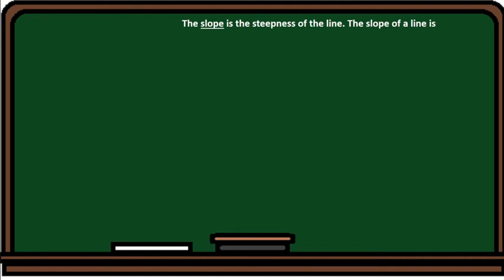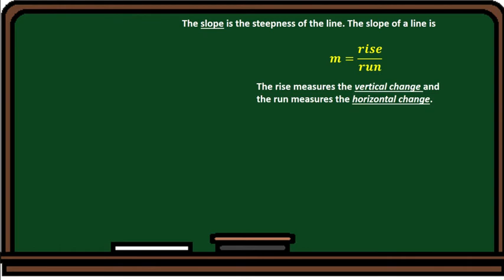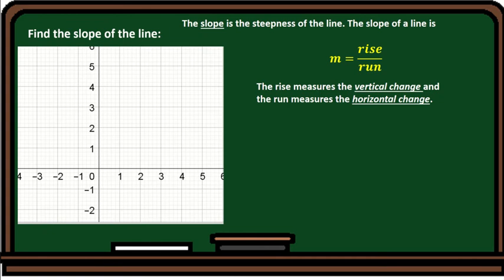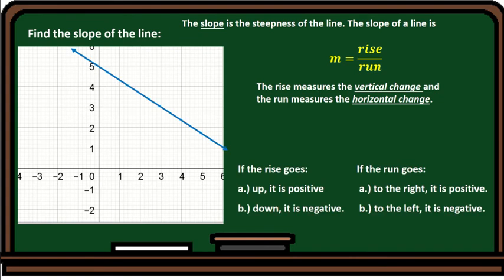Slope is in a line. Slope of a line is in the form of m is equal to rise over run, where the rise measures the vertical change and the run measures the horizontal change. So in order for us to understand it clearly, we'll have an example. We are to find the slope of the line given in this graph.